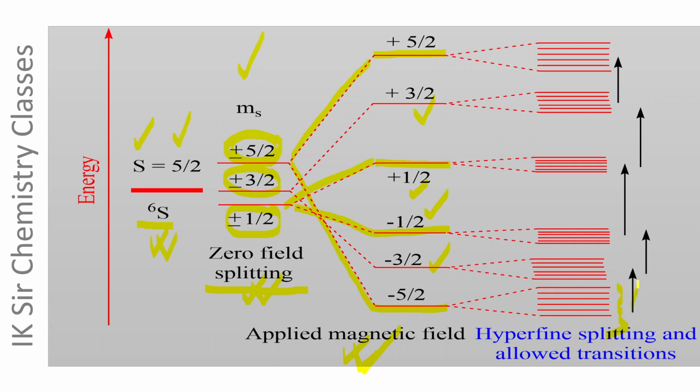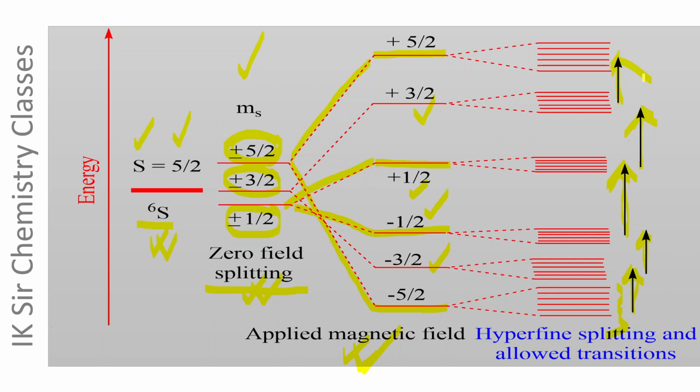These 5 transitions between spin energy levels are allowed in accordance with the selection rule delta Ms equals ±1. These transitions take place from Ms equals -5/2 to Ms equals -3/2. This takes place between -3/2 and -1/2. This transition takes place from -1/2 to +1/2. This transition takes place from +1/2 to +3/2, and finally the fifth transition takes place from +3/2 to +5/2.